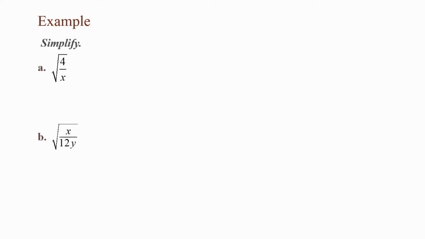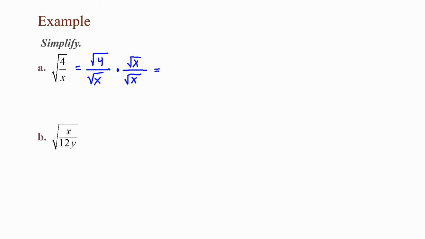For these examples, we want to simplify. For part A, I have the square root of 4 divided by x. Using our quotient property, I can rewrite this as the square root of 4 divided by the square root of x. I need to rationalize my denominator. If I multiply x times x, I would get x squared. So I want to multiply top and bottom by the square root of x.